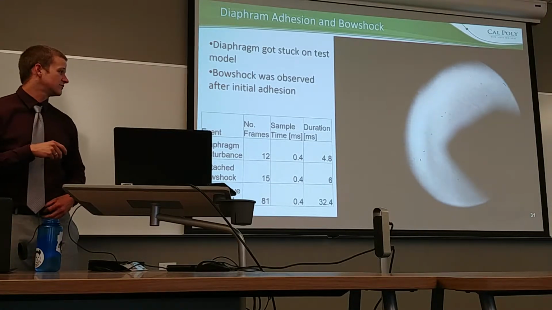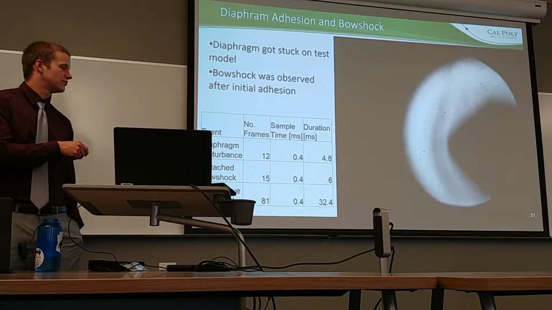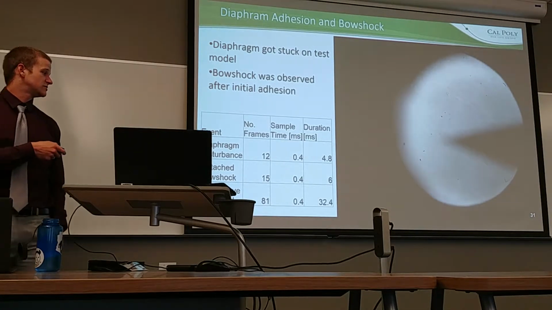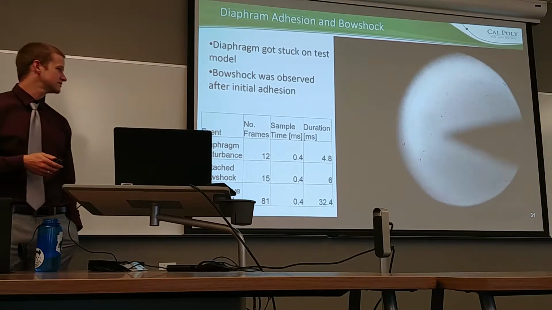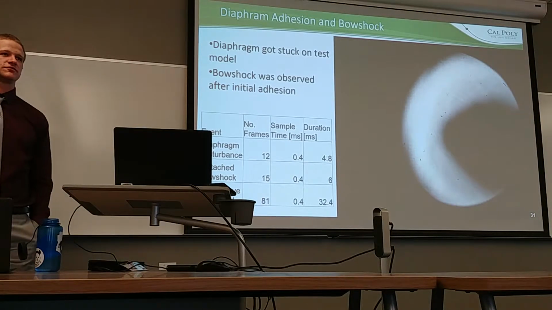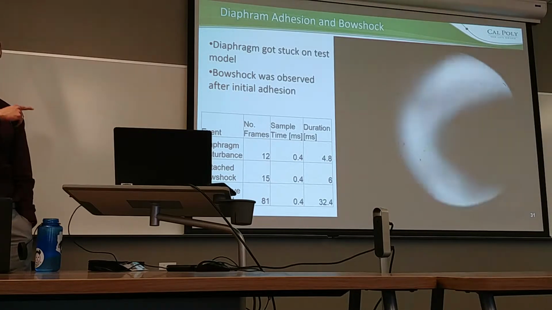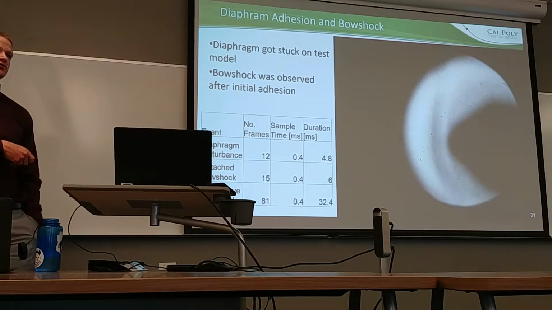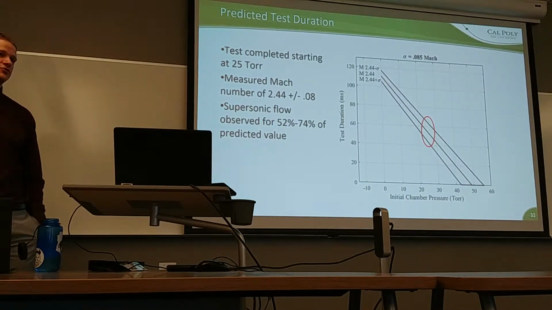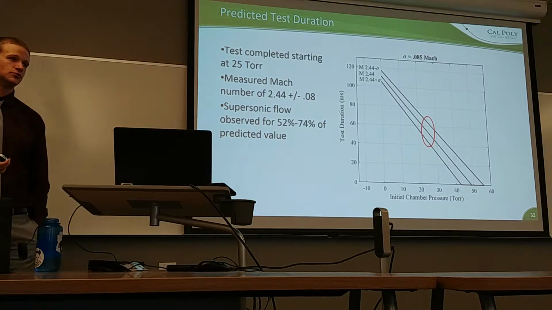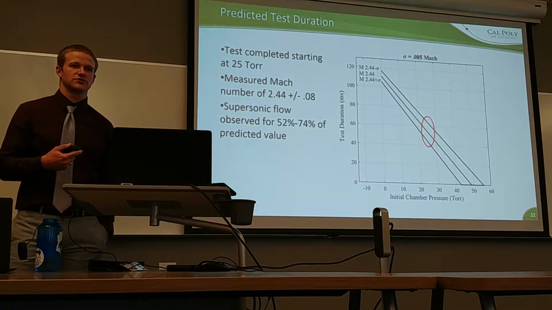As those pieces of diaphragm fly by, that was observed for 4.8 milliseconds. A detached bow shock was observed for a pretty steady state of about 6 milliseconds. And the amount of time from the first time oblique shock waves were seen to the last bow shock wave seen before the nozzle unstarted was 32.4 milliseconds. Now I'm comparing that 32.4 milliseconds to the same analysis that was done to initially calculate the test duration.